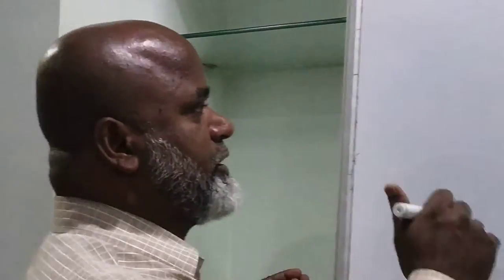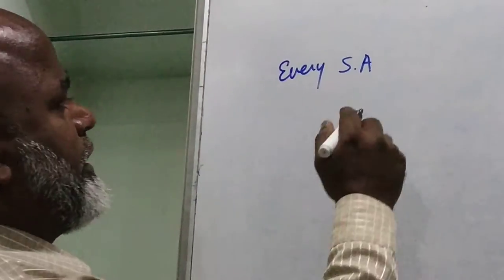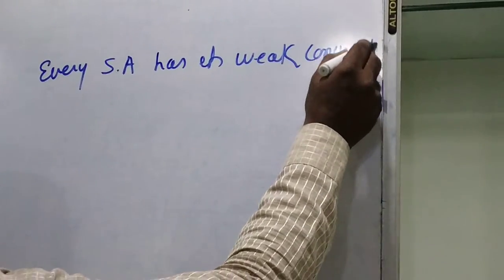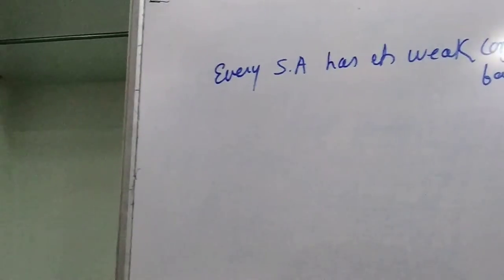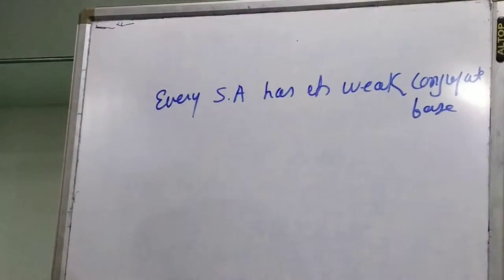We have completed the Bronsted concept of acids and bases. And the last point which I left in the previous lecture: we have seen a proton donor is called an acid and a proton acceptor is called a base. Before ending the lecture, I told you every strong acid has its weak conjugate base. Remember, if your acid is strong, its conjugate base will always be weak. And vice versa, if your acid is weak, every weak acid has its strong conjugate base.